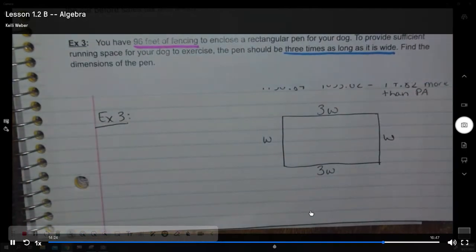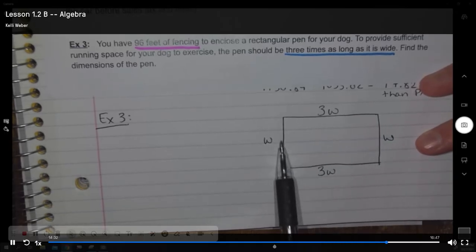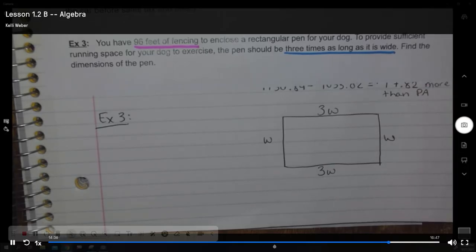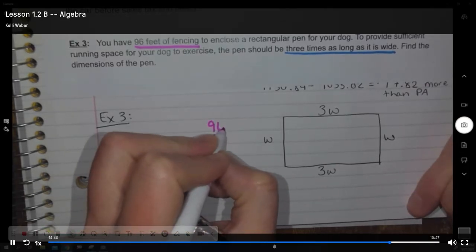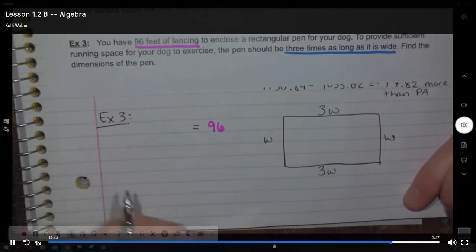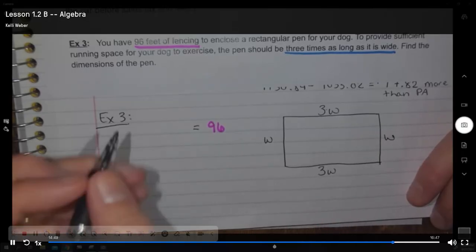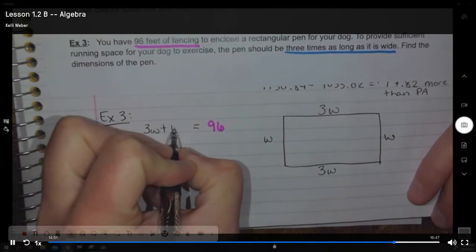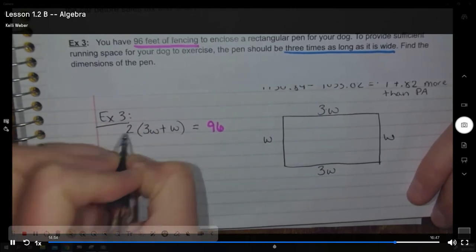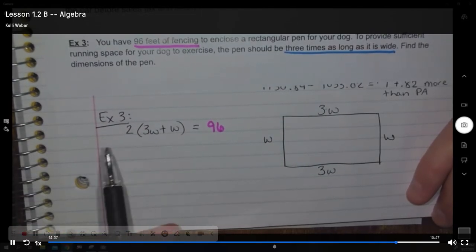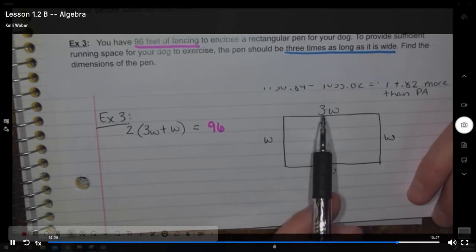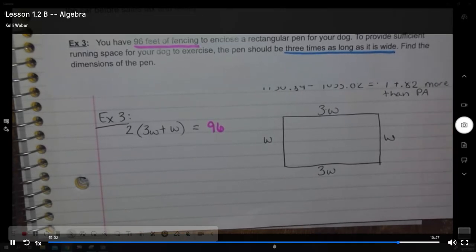So if I'm trying to find out how the dimensions are going to look and I have 96 feet of fence, remember that we're going to be looking at the perimeter because you want to add up all the fence that goes around the outside. So I know that I have a total of 96, so it equals 96. And like I mentioned, if we're adding these together, so I have 3W plus W, but I have two sets of those, right? Because I have two over here as well. So I have two sets of 3W plus W. So here's one set, here's two sets.